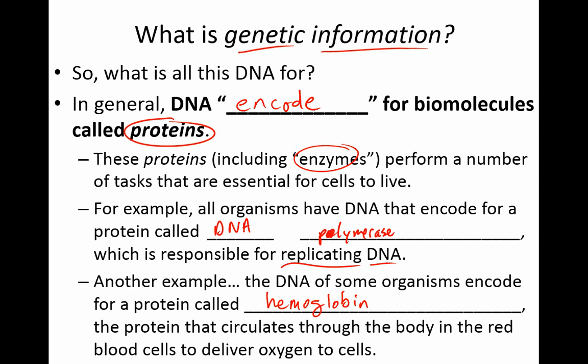So genetic information, DNA, encodes for biomolecules. It is the information for the cell to make a protein. DNA is essentially a blueprint for the cell to construct proteins.